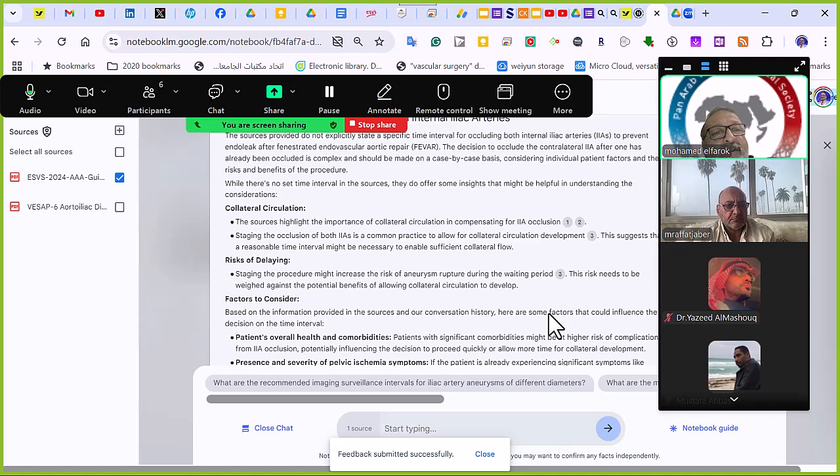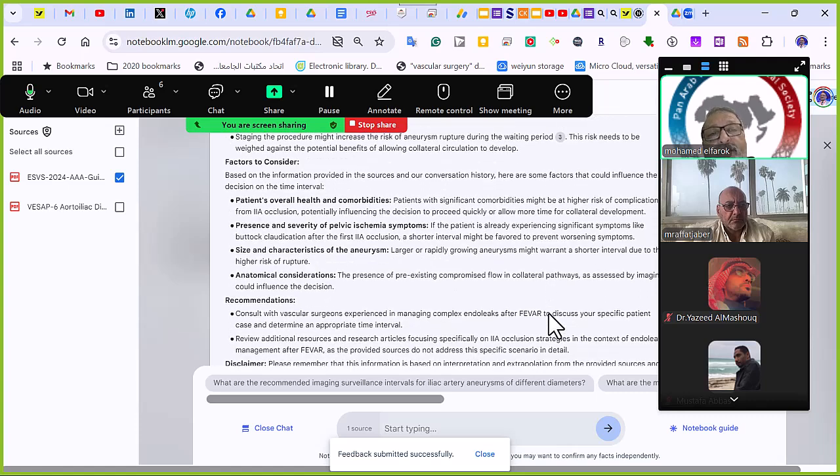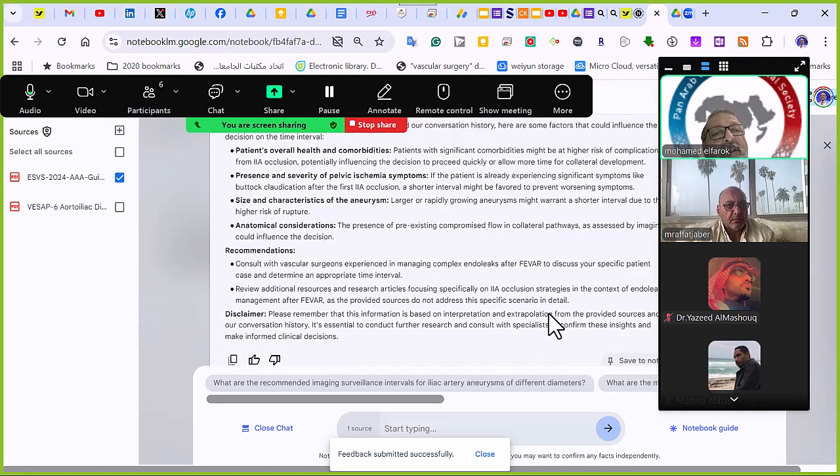So he was very clever. He didn't give you a time. He just gave you a recommendation in relation to this time. So recommendation: consult a vascular surgeon, that is fine. Review additional resources, that is fine.